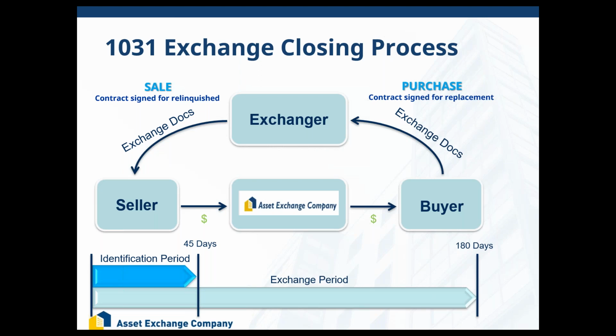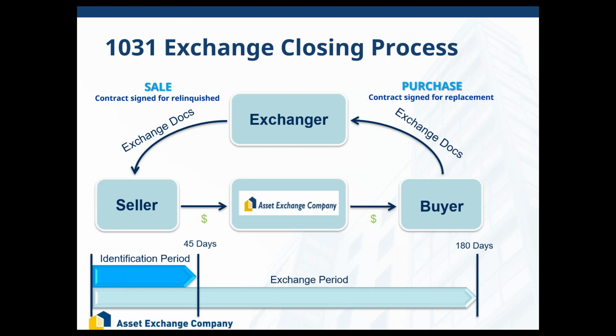That transaction is completed. From that point forward, the clock starts ticking: 180 days to close. The first 45 days of the 180 is the identification period. We're going to be sending out the identification ID letter. The client, the exchanger, is going to be completing it, signing off on it, and getting it back to us by midnight of the 45th day.